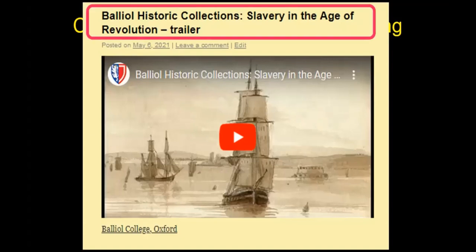The Balliol Historic Collections, Slavery in the Age of Revolution.